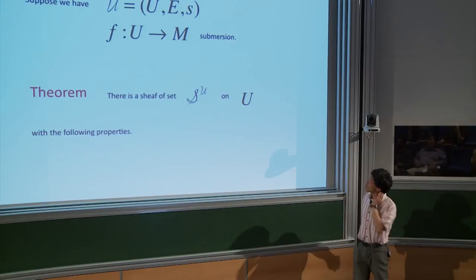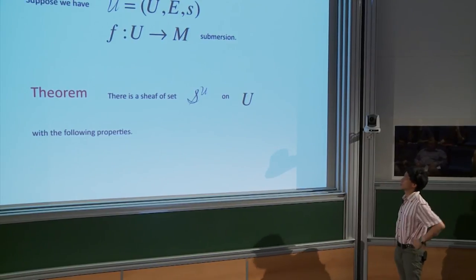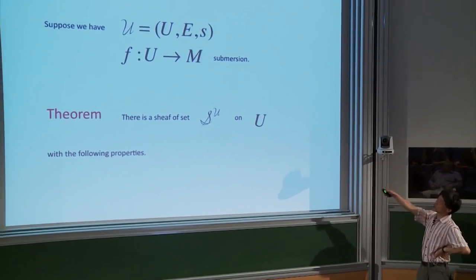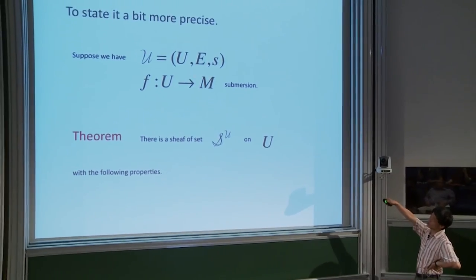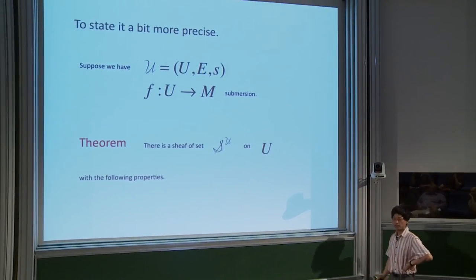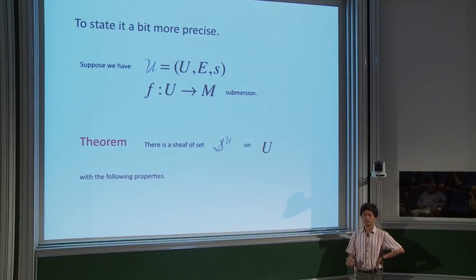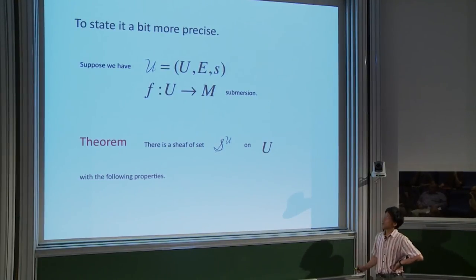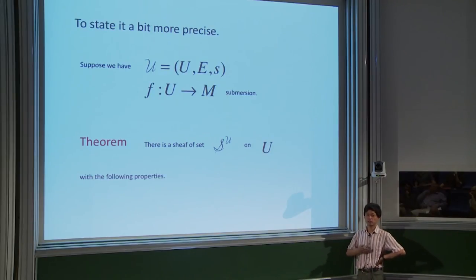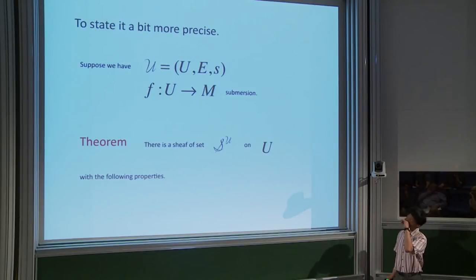Okay. So now I want to be a bit more precise. So you start from this situation. I want to consider an individual space. You have a triple U, E, S. Let me remind you that U is an orbifold, E is a vector bundle in the orbifold sense, and S is a section. And maybe the only assumption is that S inverse 0 is compact. It may be very singular, but you assume it's compact. U may not be compact. You have an open neighborhood. And sometimes you need some orientability. And also you have an F from U to M.